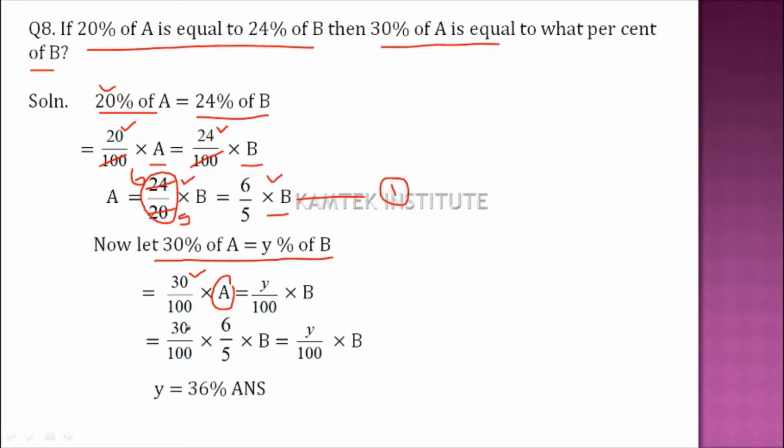Okay, so we get 30 upon 100 into 6 upon 5 multiplied by B is equal to Y upon 100 into B. Okay, now we simplify it. We cancel B on both the sides, left hand side and right hand side. 100 again gets cancelled on both the sides, and we know 5 ones are 5 and 5 6s are 30. So we get the value of Y. Y is equal to 36%, and that is the answer we're looking for. I hope it is fine, you all have understood.